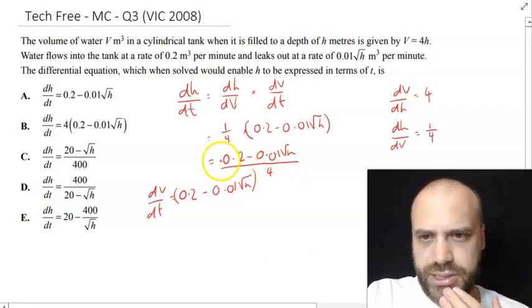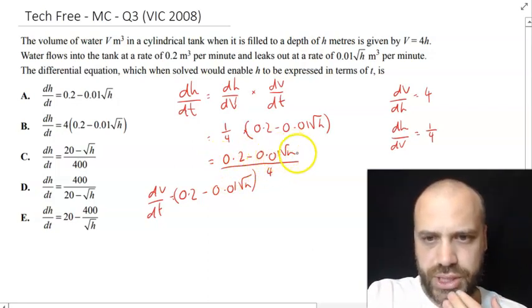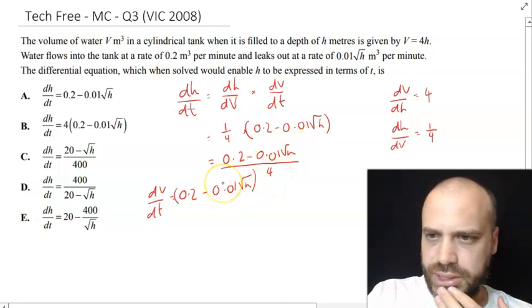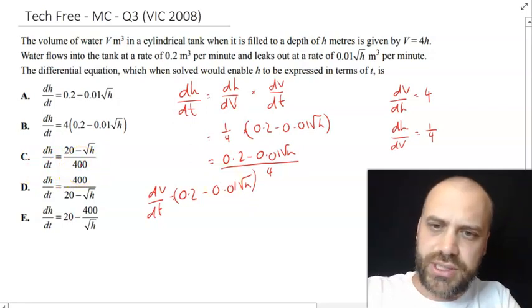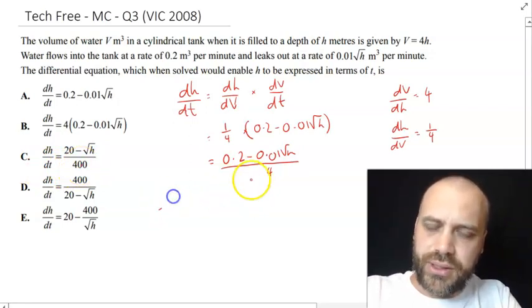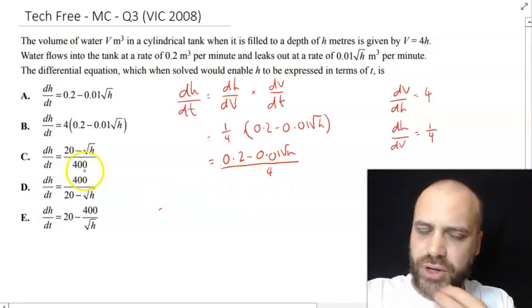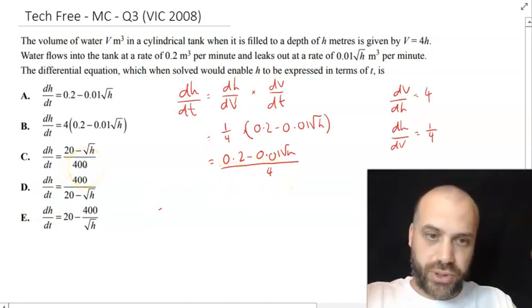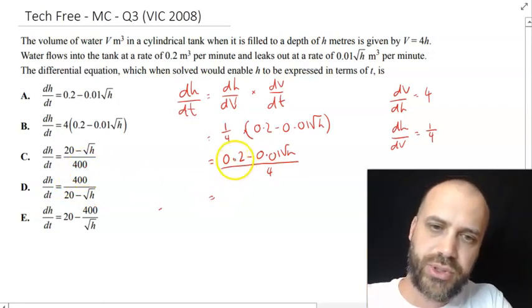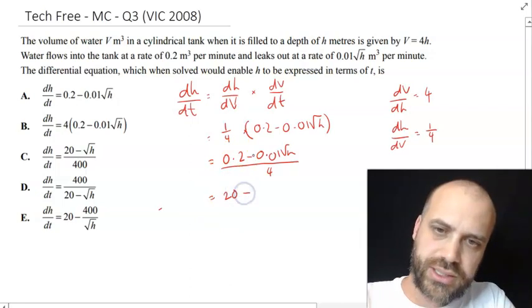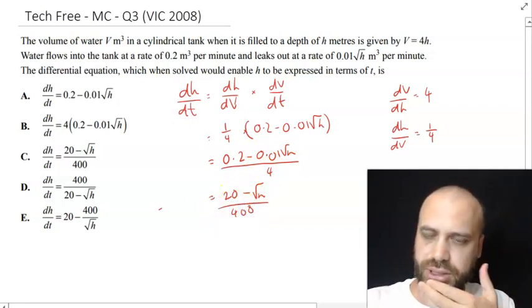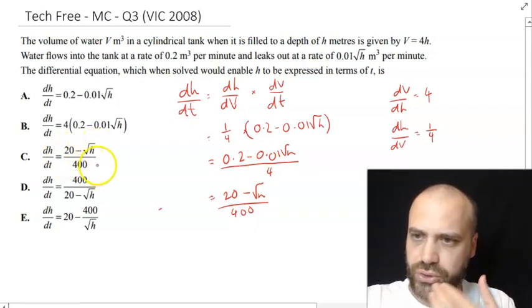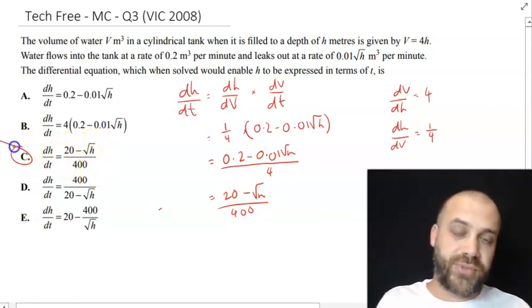Alright, so what about 0.2 minus 0.01 root h on 4? I see a promising candidate in C here, right? I'm just going to move this thing out of the way so we can do this work. Instead of dividing by 4, what about we divide by 400? In other words, we multiply top and bottom by 100. Well, this 0.2 multiplied by 100 is going to become 20. This 0.01 multiplied by 100 is going to become 1, which just leaves me with the root h. And then 4, we end up with 400. All right, let's see if I've got it. 20 minus root h on 400. Great. I think the answer is C.